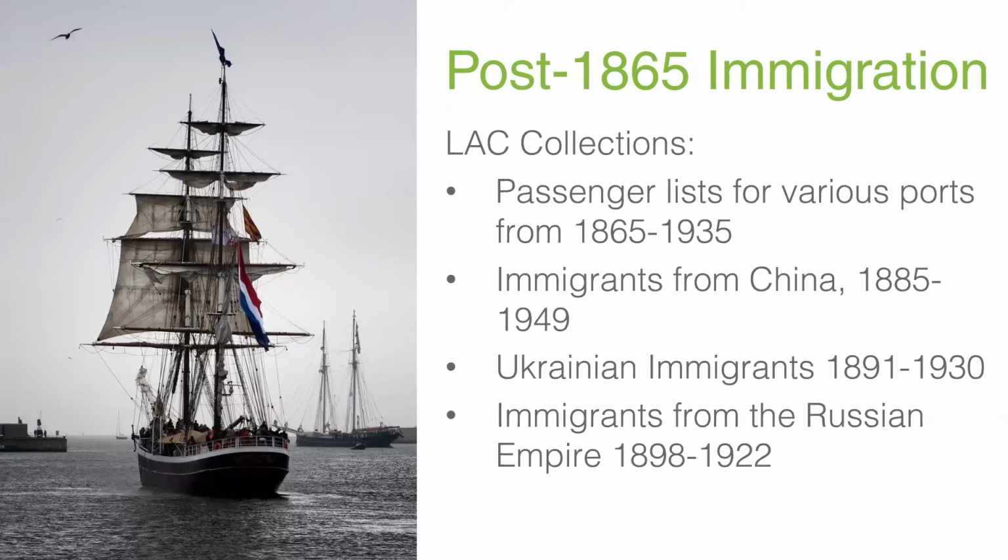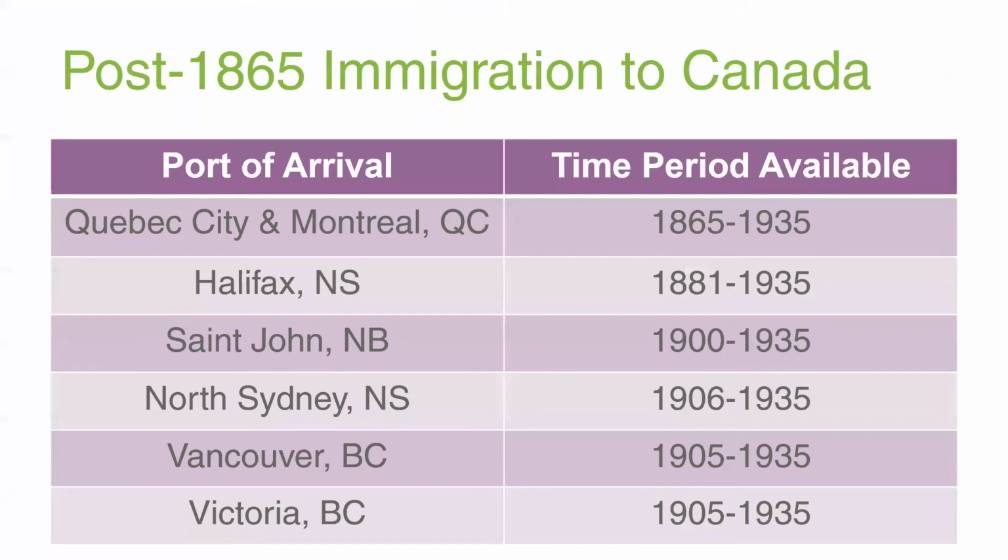But again, they have some great collections in post-1865. They have some passenger lists for various ports all over, and even some specialized collections for immigrants from China, Ukrainian immigrants, and immigrants from the Russian Empire. So it's great to go check out LAC and see what they have on their websites. And then if you have time to be able to even go in person and look at those passenger lists on microfilm in Canada. This is a little bit of a snapshot of some of those ports that they have available. A lot of them don't start again until 1865, and then 1900 is a big point when they kept more nominal lists, and they started actually keeping more standardized forms for passenger lists.